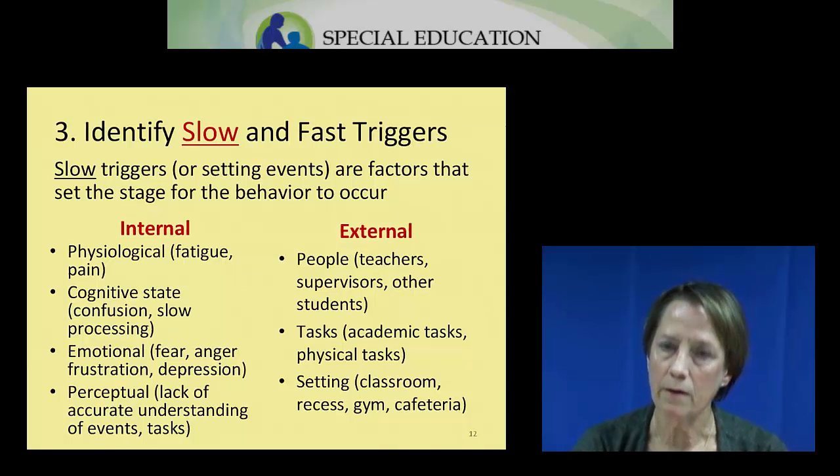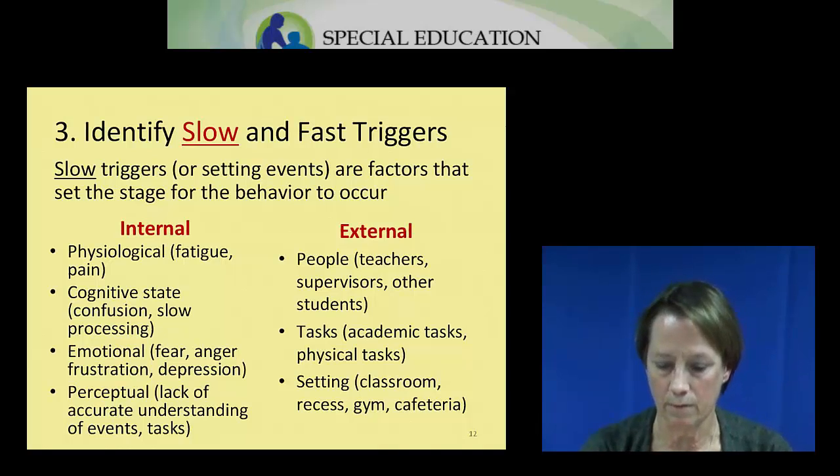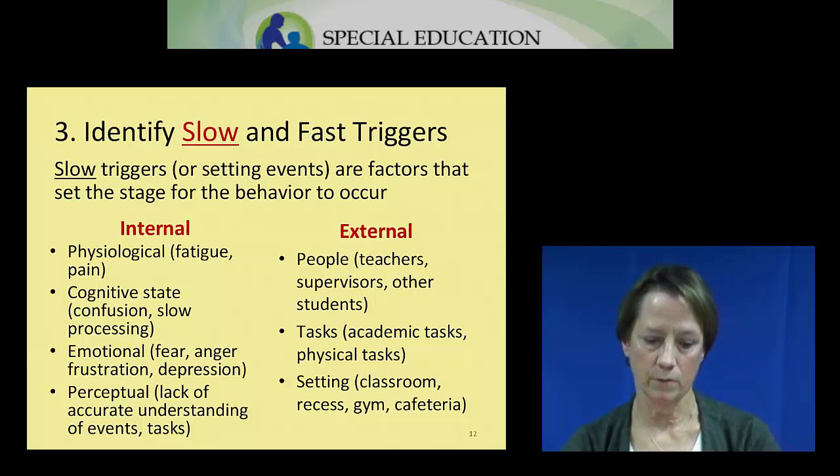We can also think about external slow triggers that might influence the occurrence of behavior. And we can think of people and tasks and settings, all as external factors that might influence whether a behavior is going to occur.